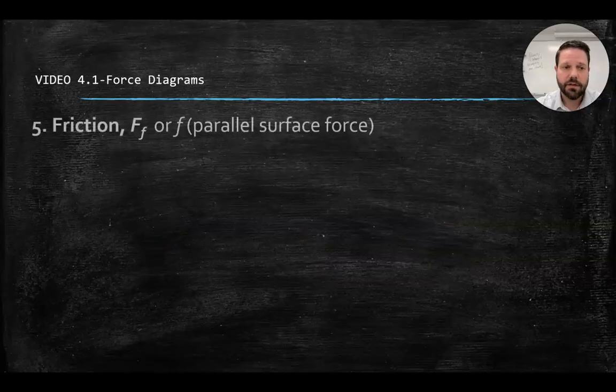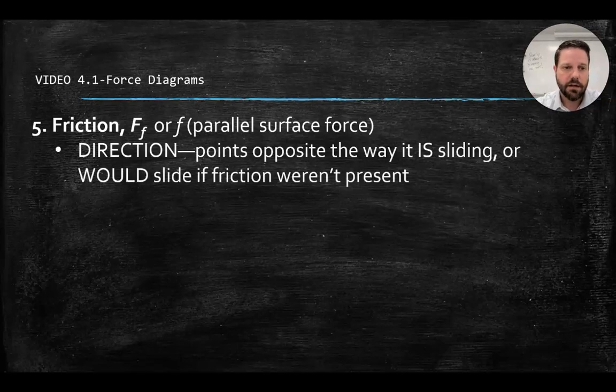And our last force is the force of friction, which is also a surface force, but instead of perpendicular to it, friction acts along the surface or parallel to the surface. Now, the main thing we want to know for friction is it's not opposite the way it's moving. More specifically, it always points opposite the way it is sliding, if there's sliding going on, or opposite the way it would slide if it's not sliding.